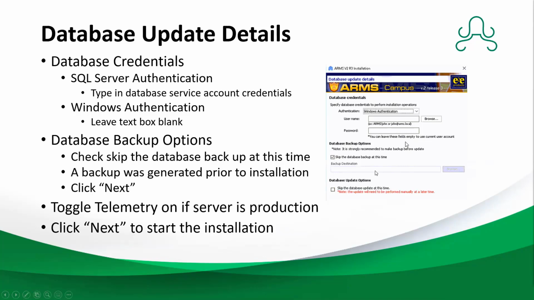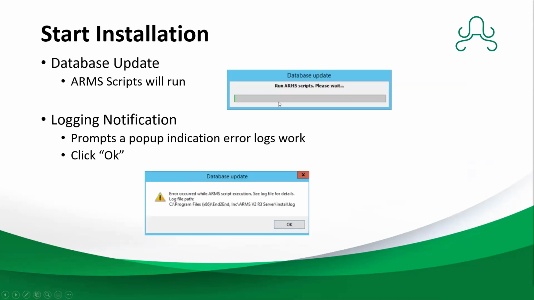And if it's a production server, you'll want to toggle on telemetry on the server. If it's a test server, you'll just keep it toggled off, and that'll pretty much just show all error logs and whatnot. So once that's enabled, you just click next as well, and then the install will begin.